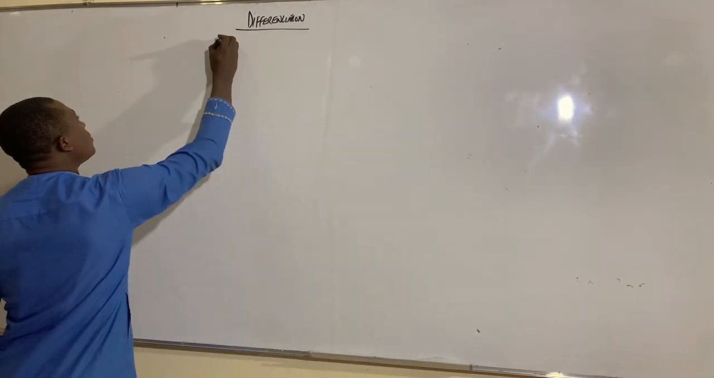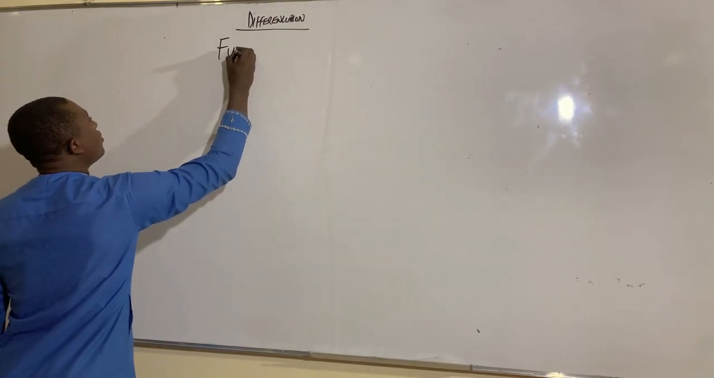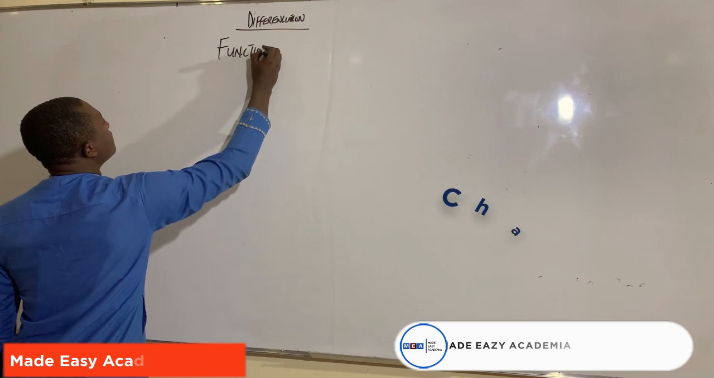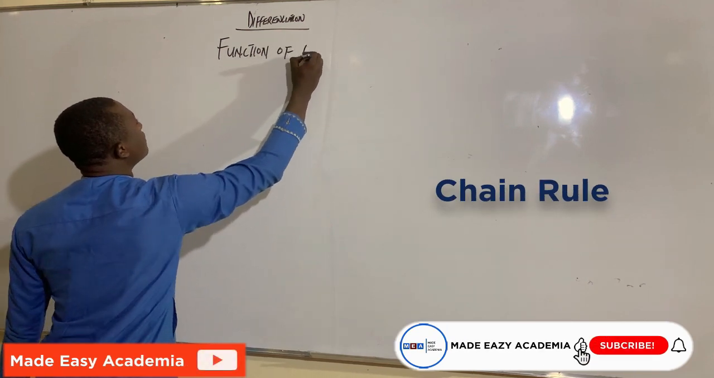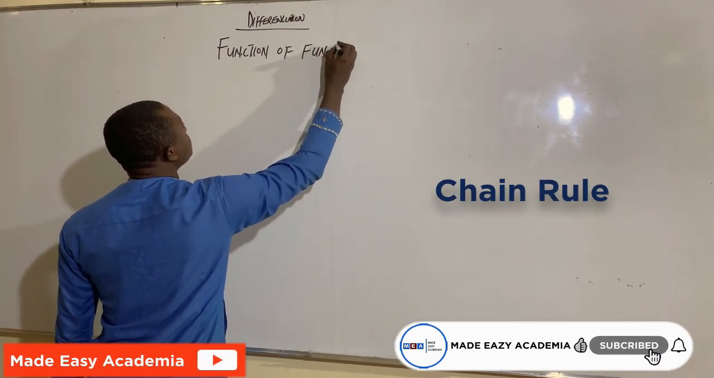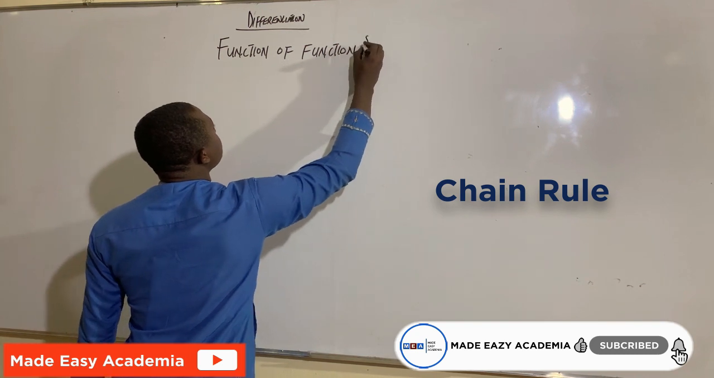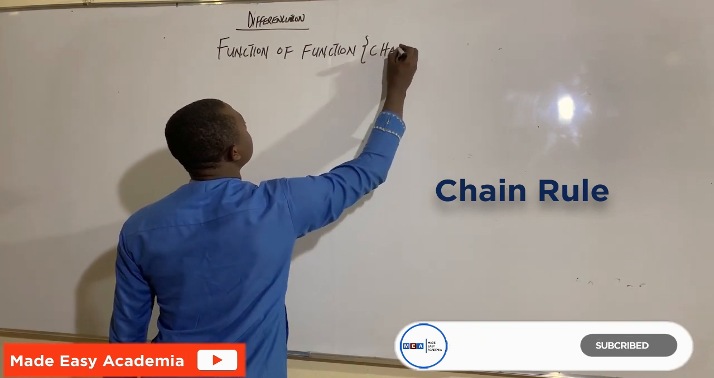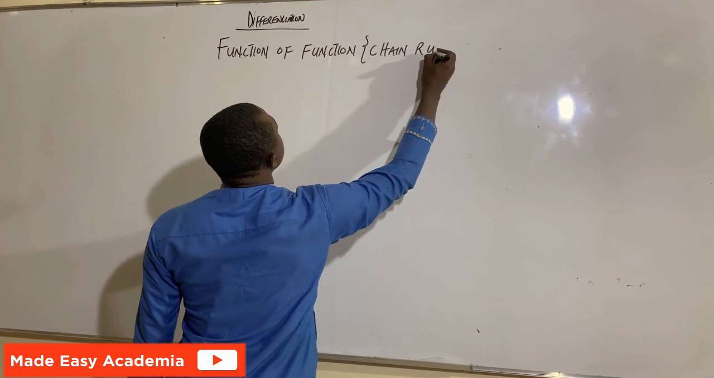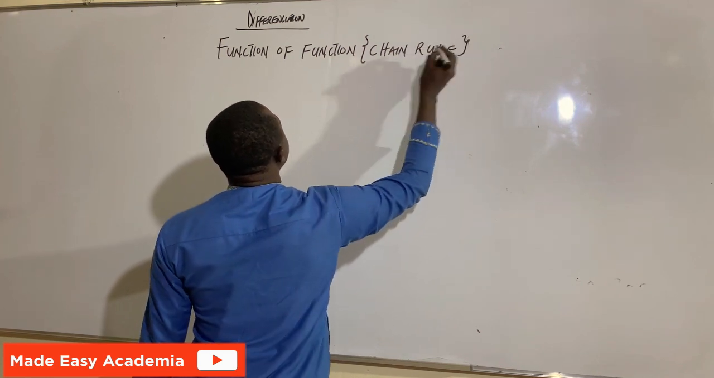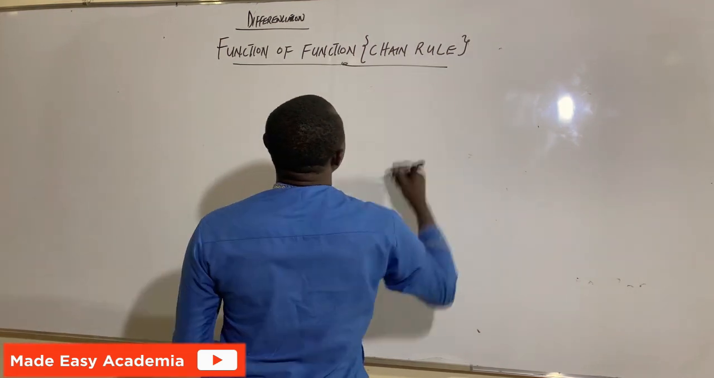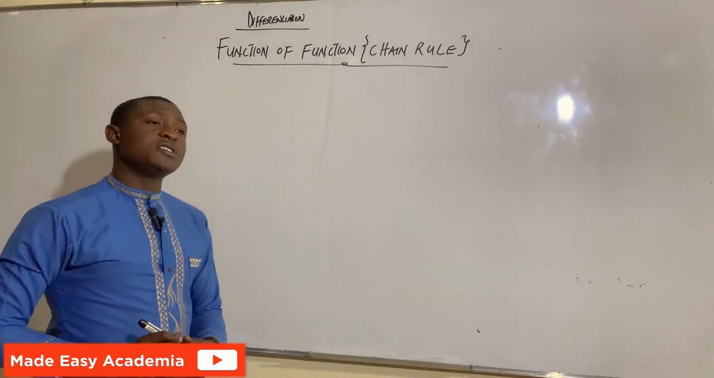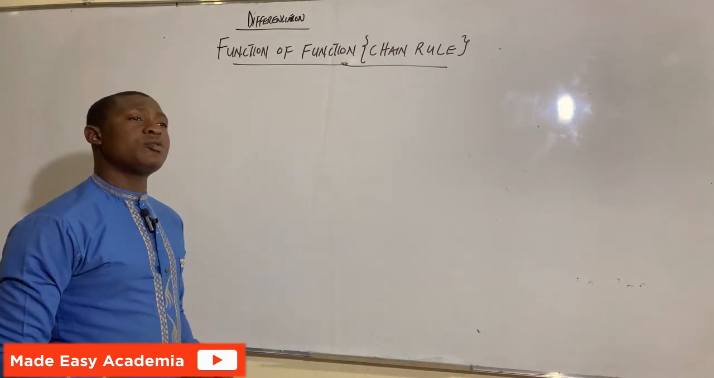So chain rule is what we call function of function. We call this function of function. So this is chain rule. It's also simple. It's just that it involves two derivatives, as in you differentiate twice. How are we going to go about that?